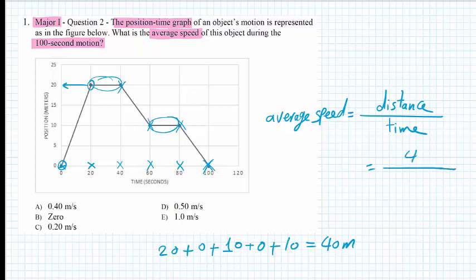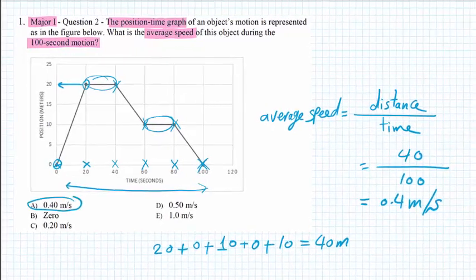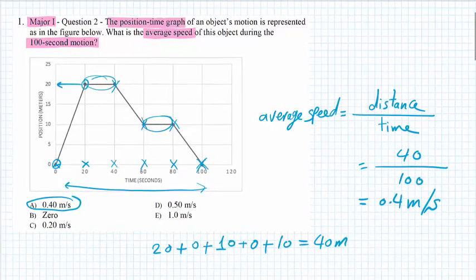So the total distance, 40, divided by the total time, which is 100, gives you 0.4 meter per second. So we will choose the first one, 0.4 meter per second.